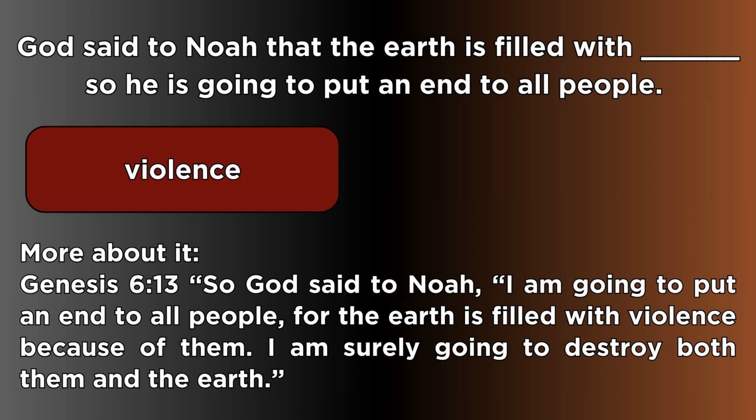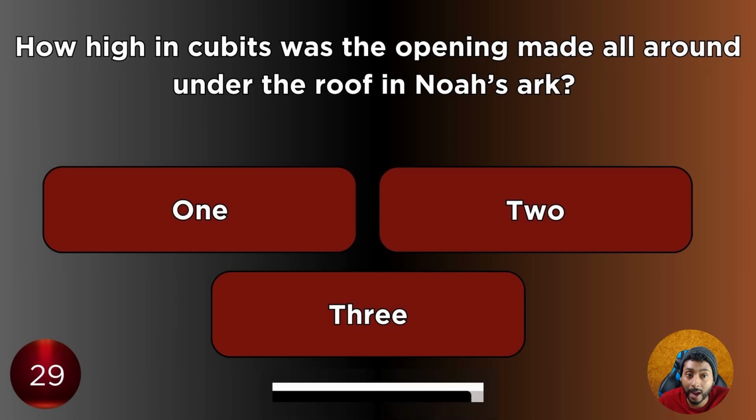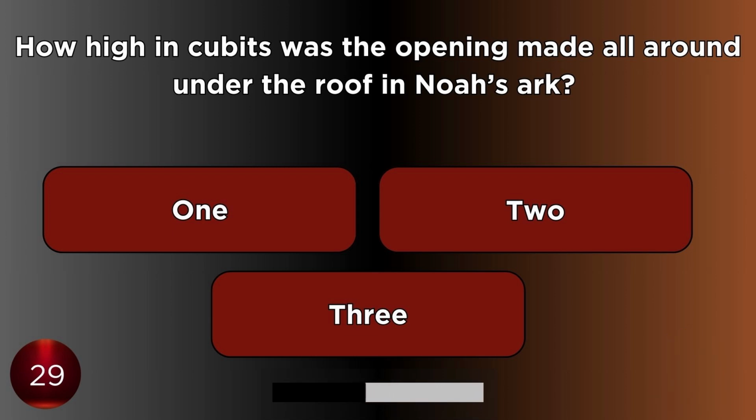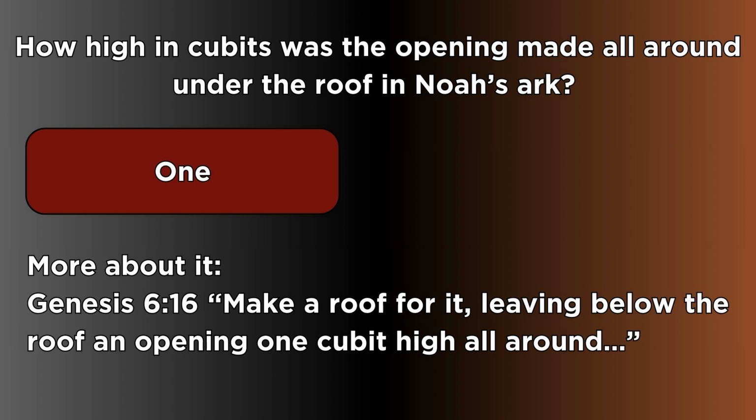Violence. Genesis 6:13. So God said to Noah, I'm going to put an end to all people, for the earth is filled with violence because of them. I'm surely going to destroy both them and the earth. 29. How high in cubits was the opening made all around under the roof in Noah's ark? 1, 2, or 3? 1. Genesis 6:16. Make a roof for it, leaving below the roof an opening 1 cubit high all around.